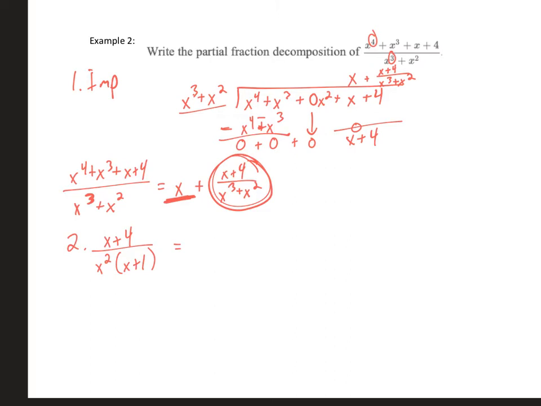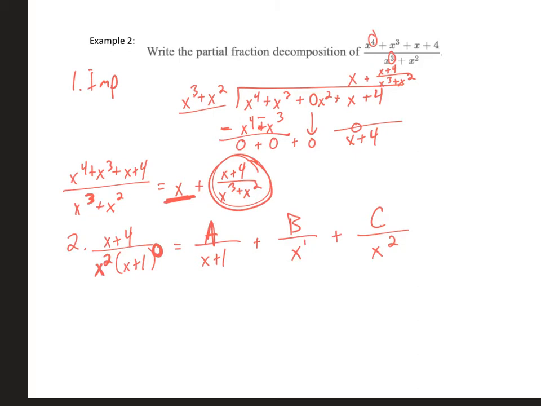So I'm going to rewrite this as something over x plus 1, and the power of that is just 1, so I only need one of those, plus, here's where it kind of gets different. I need a b over a regular x, and then I need a c over an x squared, because I've got a repeated power of this linear x here. So I need a b over the first power and a different letter over the second power.